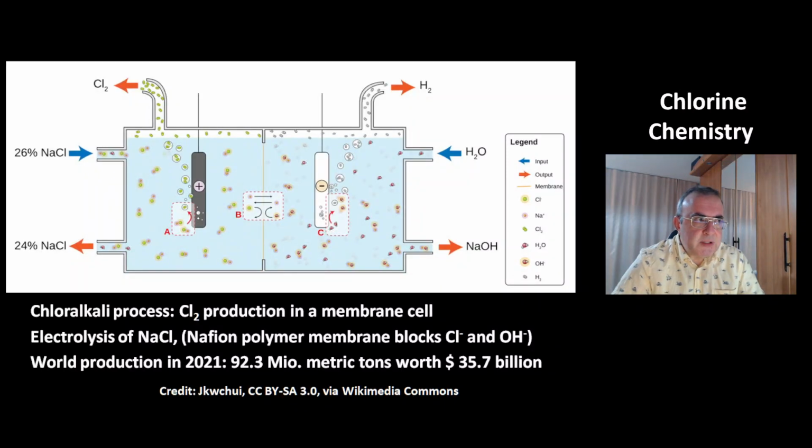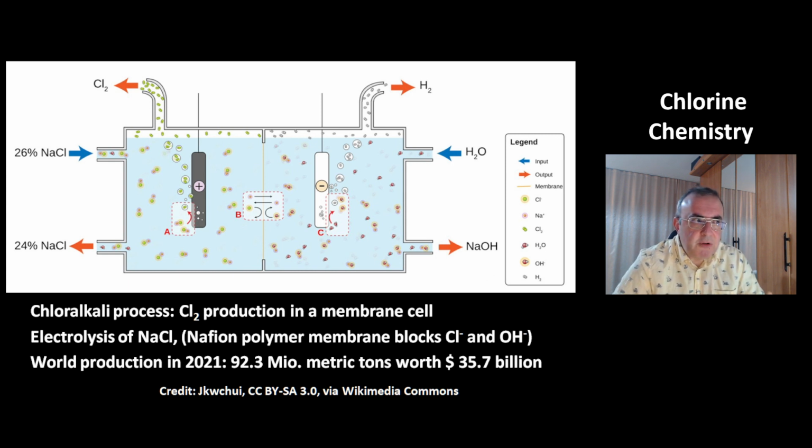This is the chloralkali process. That's how you make chlorine gas. It is produced in a membrane cell by electrolysis of sodium chloride. In Germany it's called natrium chloride. And one important piece is this semi-permeable membrane that's made of naphthalene. It's here. And this membrane blocks the chloride and the hydroxide ions. And the products are chlorine gas, hydrogen, and sodium hydroxide.